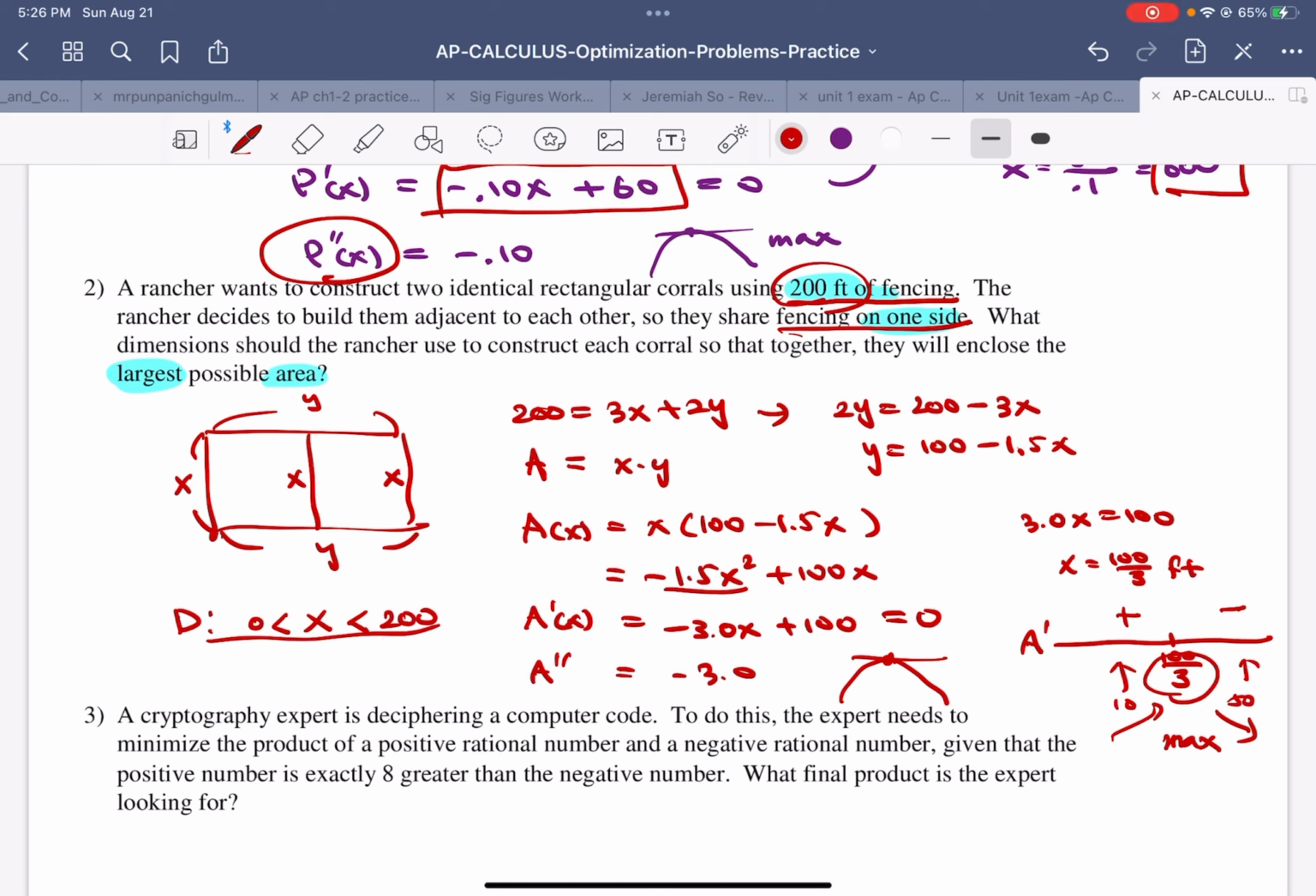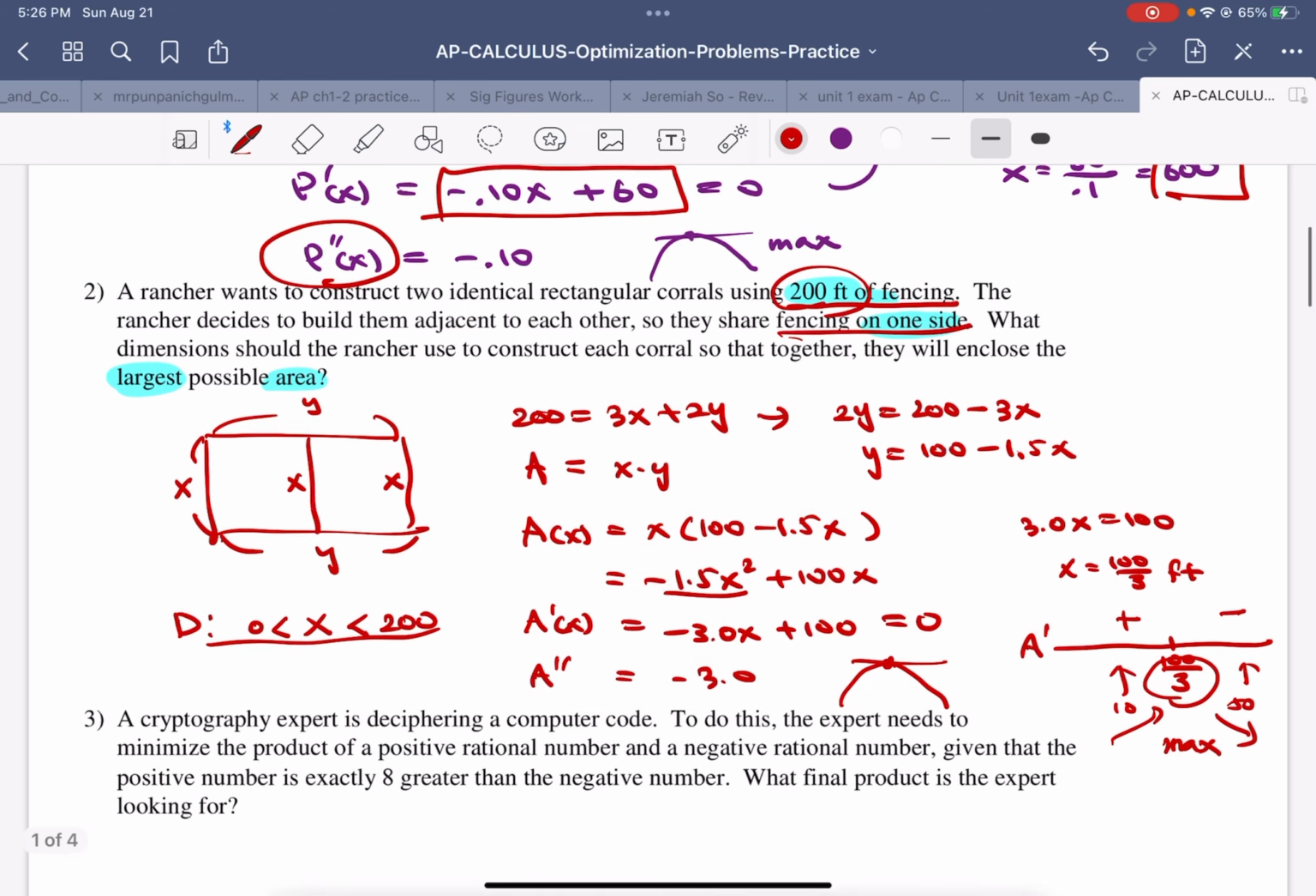And they ask you what the dimensions are. So x is right here, 100 over 3 feet. Now what about y? Y you can get from here. So 100 minus 1.5, or you can say 3 halves times 100 over 3. So the 3s cancel, and that's 100 minus 50. That's 50 feet. So 100 over 3 by 50 feet, and then you're going to get the maximum area.